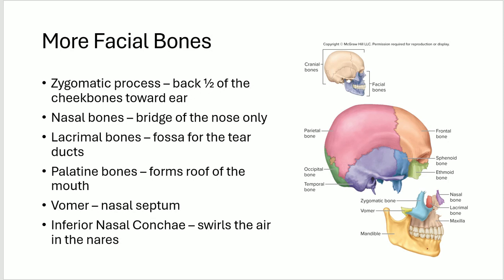Palatine bone makes up the roof of the mouth, but only the hard palate. So, the palate is made up of the hard palate on the front and the soft palate in the back. But the palatine bone is hard palate only, roof of the mouth. The vomer is the nasal septum.